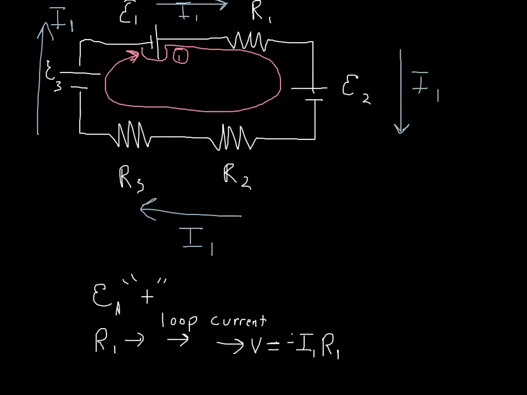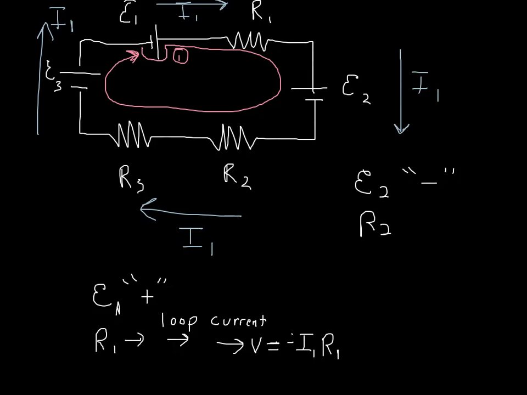I keep going around my circuit. I'm going down. My I1 is going down, from the positive terminal of a battery to the negative terminal of the battery. So that means that my E2 is going to be negative. I'm losing some voltage.